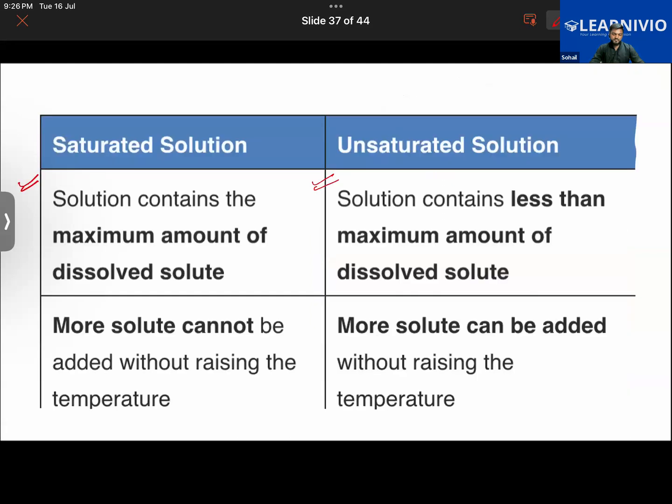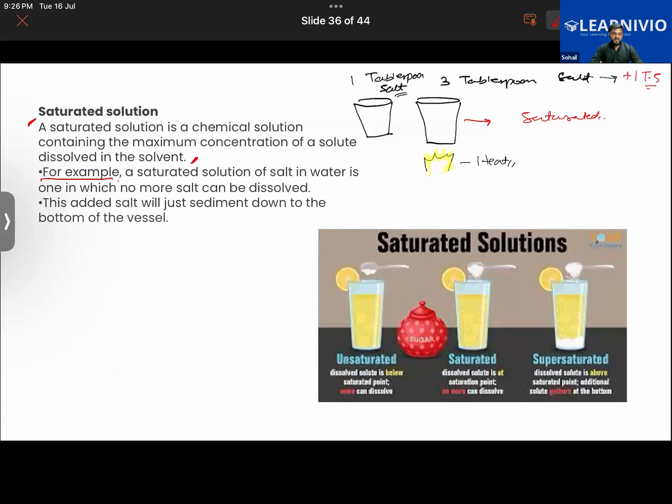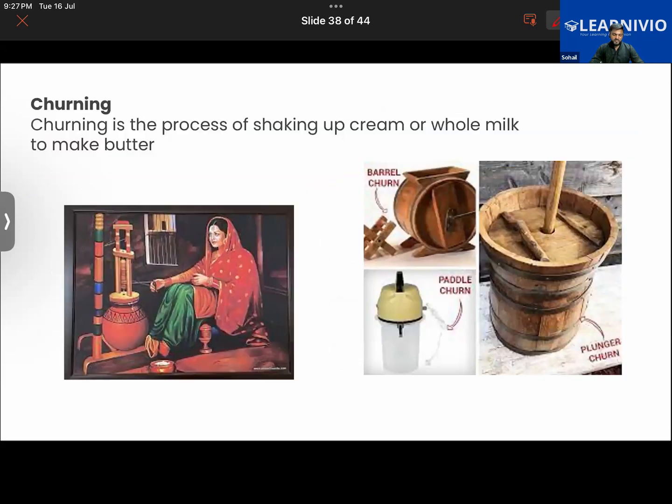Getting it now? More can be added until it becomes saturated. Exactly. Right now, you can add more salt in it until it becomes saturated. Further, what if you want to add one more tablespoon of salt into this? Then you will have to increase the temperature. Getting it now? So that is the important thing.